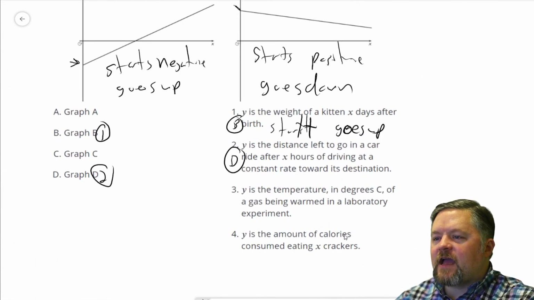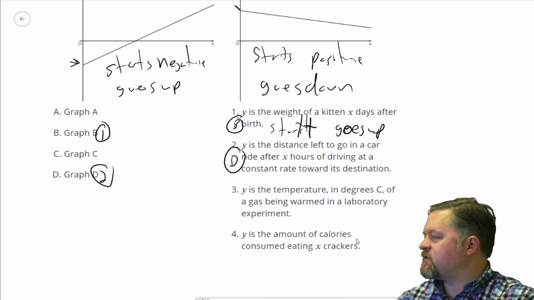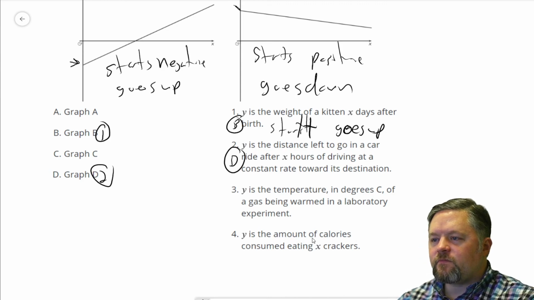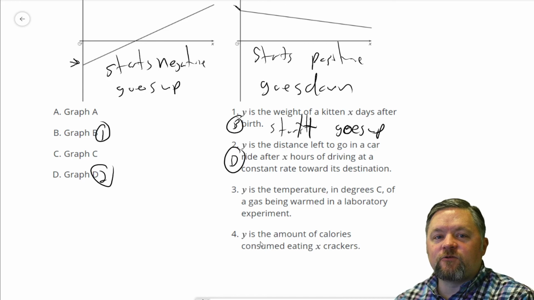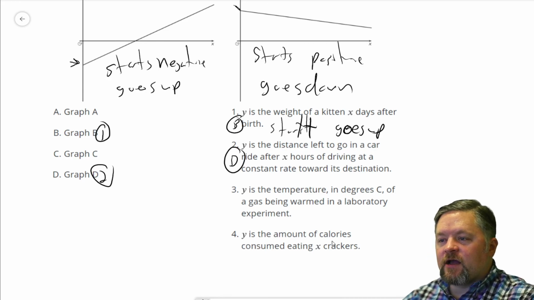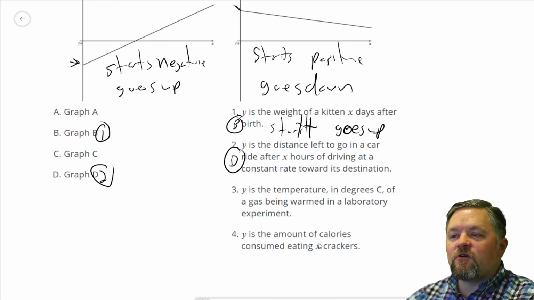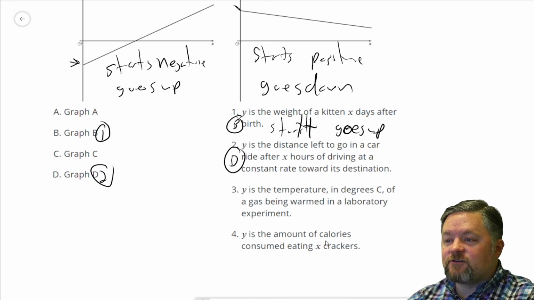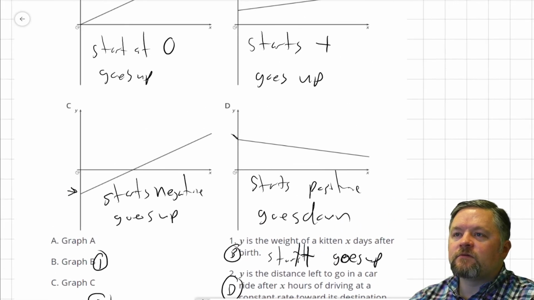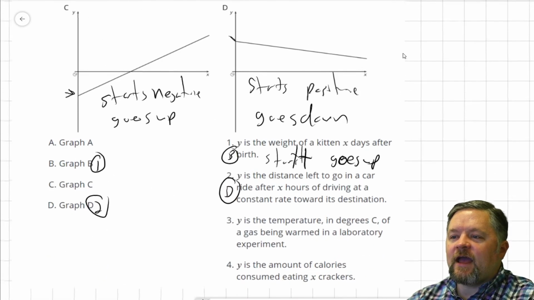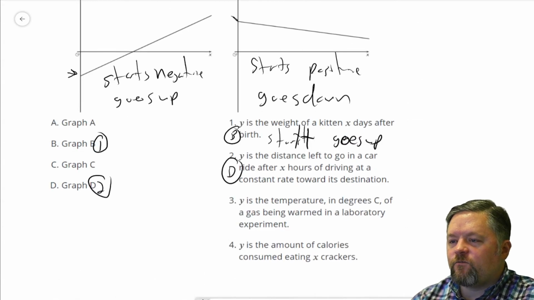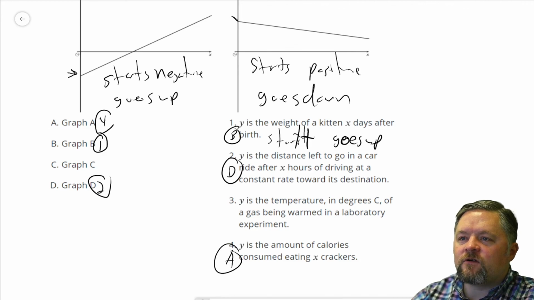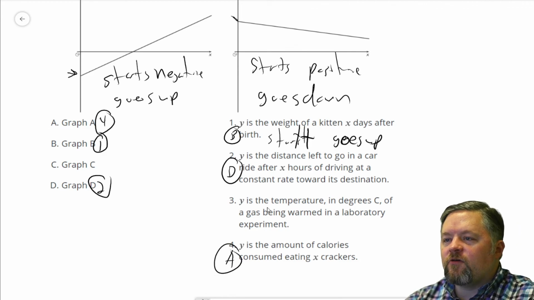Y is the amount of calories consumed eating X crackers. Well, the more crackers you eat, the more calories you've eaten, so that's going to be going up. But if you eat 0 crackers, how many calories have you consumed? None. So that has to start at 0 and go up. Start at 0 and goes up is A. So 4 goes with A. A goes with 4. Which means 3.